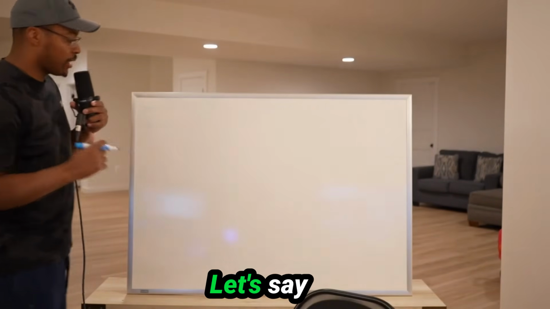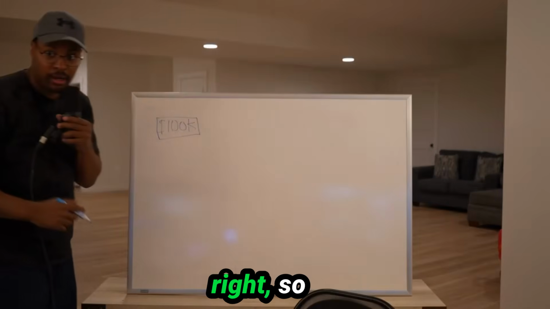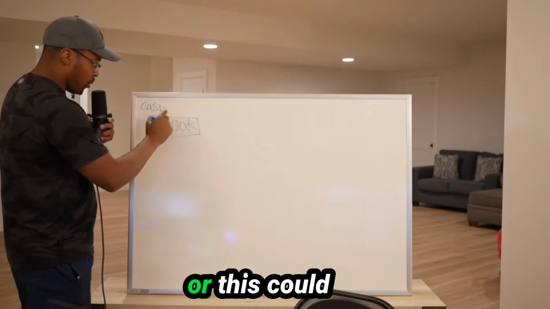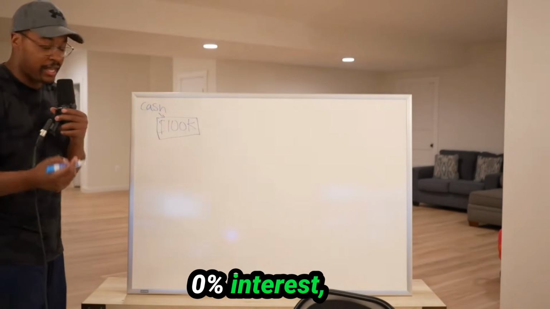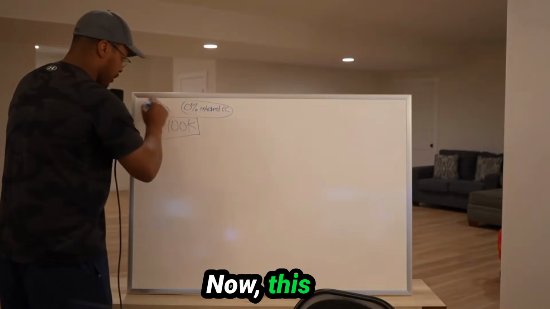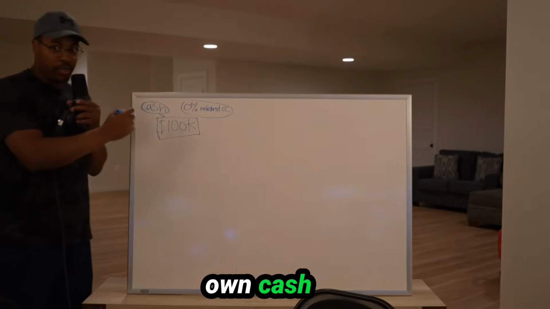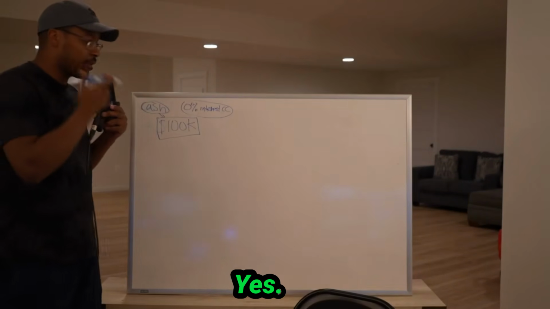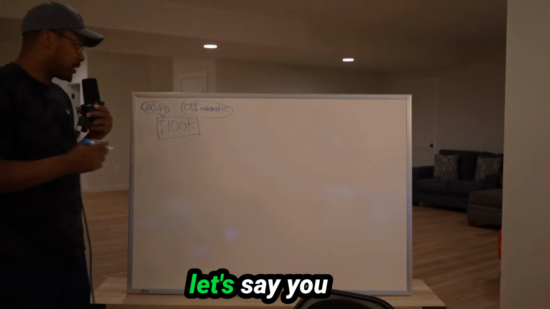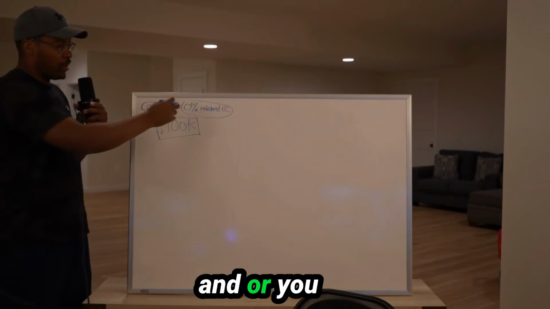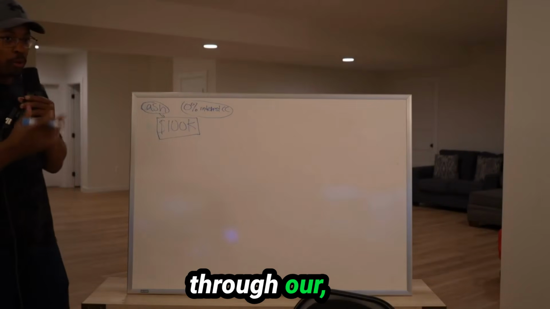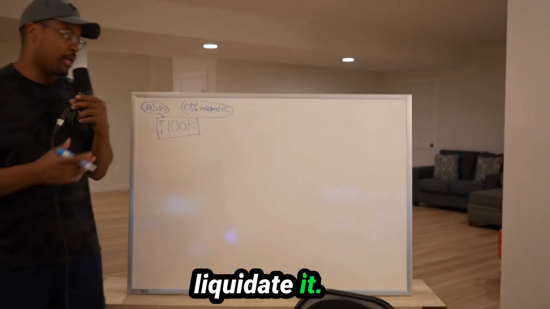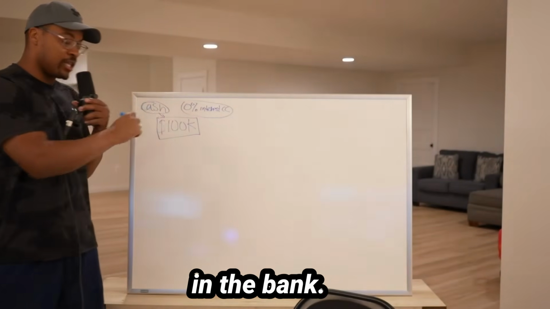Let me give you this scenario. Let's say you have $100,000. Now, this can be from your own cash, or this could be, let's say, if you got 0% interest credit cards. Now, this works better when you have your own cash because there's no cost to using your own cash, versus 0% credit cards, yes, that first 12 months. But anyways, let's say you have your own cash or you liquidate credit cards, you go through our stacking program, you get $100,000 in 0%, you liquidate it. Now you have 100,000 cash sitting in the bank.